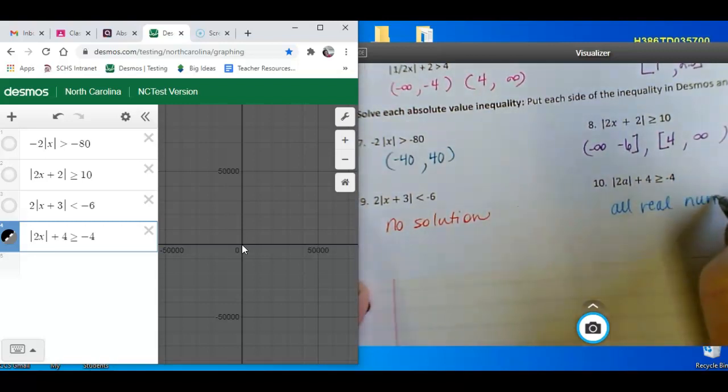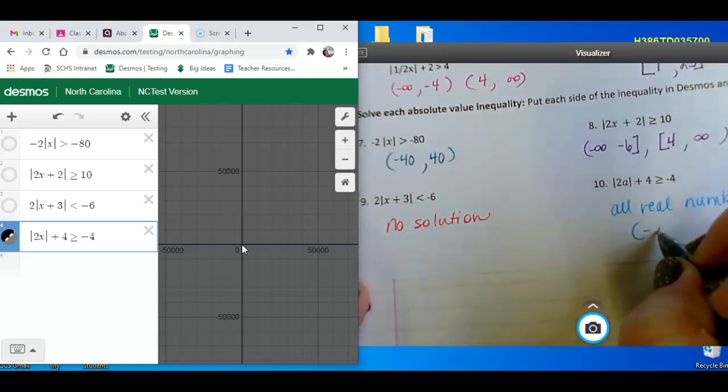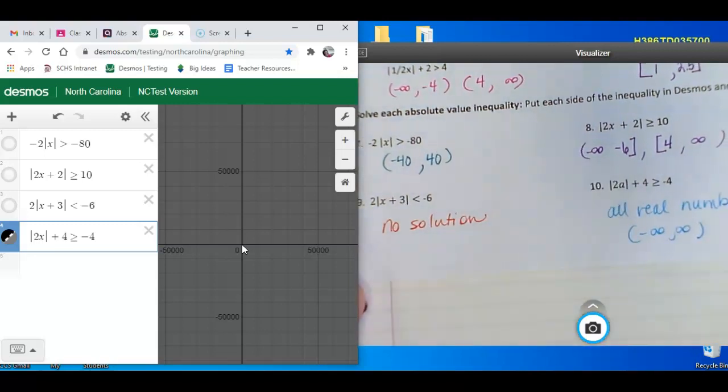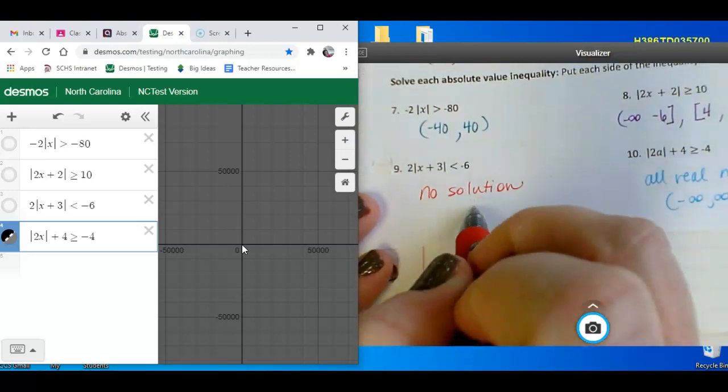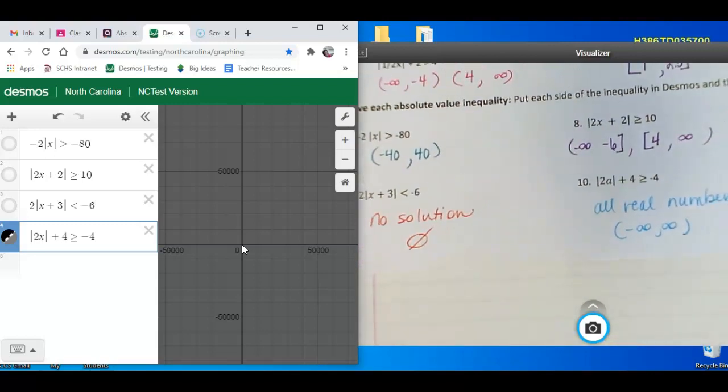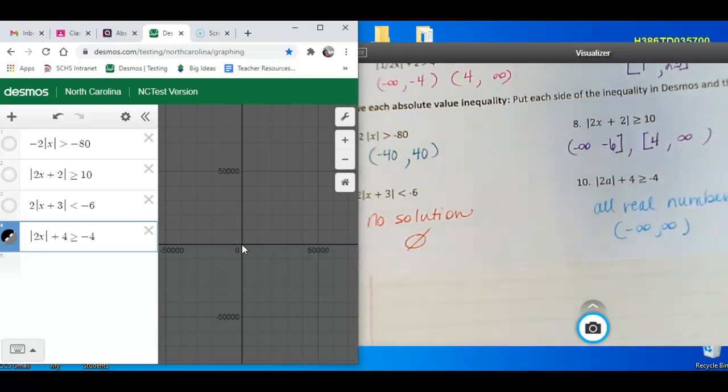And then one other thing I want to tell you, sometimes you might see all real numbers written that way. I just want to tell you that, just in case, if you have multiple choice, you never know what the answers may look like. That might be another way to write all real numbers, kind of like we talked about with domain, how it could be written that way. No solution also could be written with a 0 and a line through it. That could also mean no solution. So I just want to make sure you saw that notation.